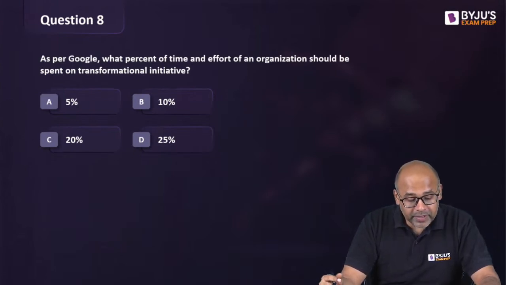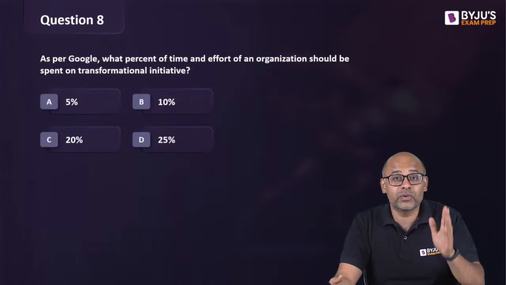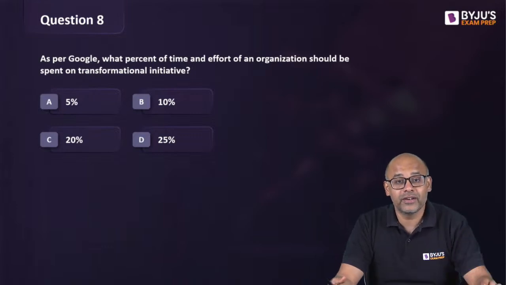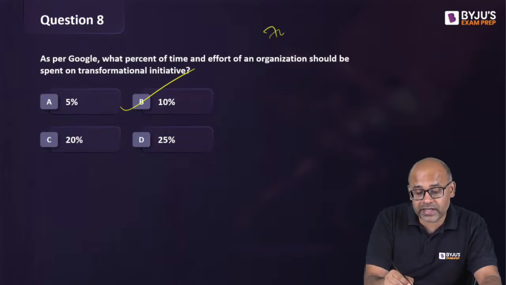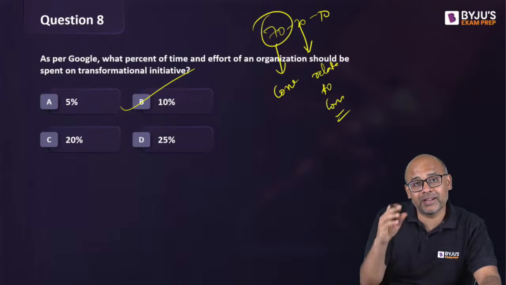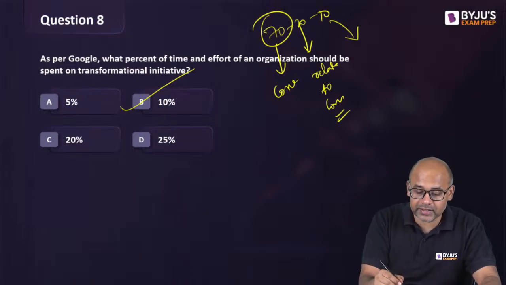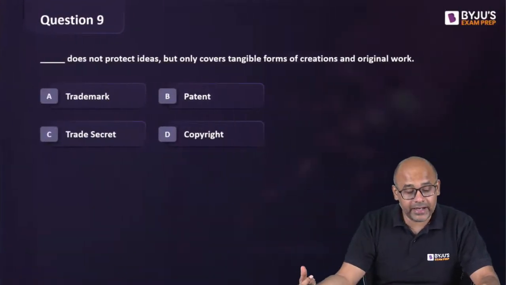As per Google, what percentage of time and effort of an organization should be spent? We already saw this. There is a rule for Google. What is that? The 70-20-10 rule. Straight away. Not so difficult at all. So the answer is option B. Google follows the 70-20-10, where 70% is core, 20% is related to core, not exactly core but somewhere related to core, and 10% is unrelated. Okay, that's your answer. Question number 9.